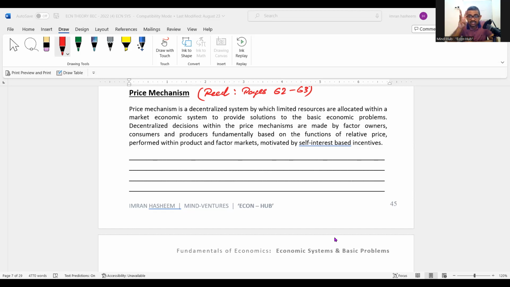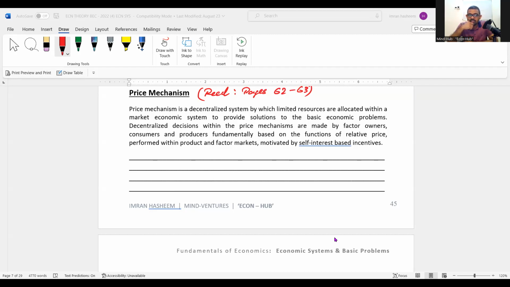Are we clear? That is the third function of price. What is the third function of price? That's called the rationing function. Rationing function. So information, incentive, rationing. Get it? Information, incentive, rationing.